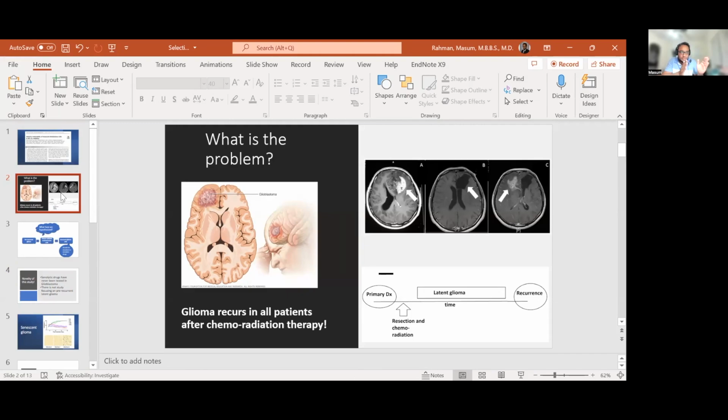So every patient gets surgery, every patient gets chemoradiation. Eventually after that, we have this problem, right? The disease is very stable, the tumor is not growing. Then eventually after 10 months, the tumor is coming back. So what's the problem in this time?